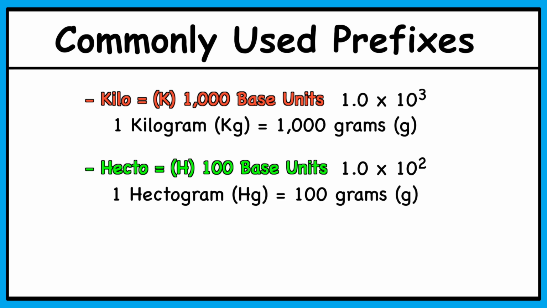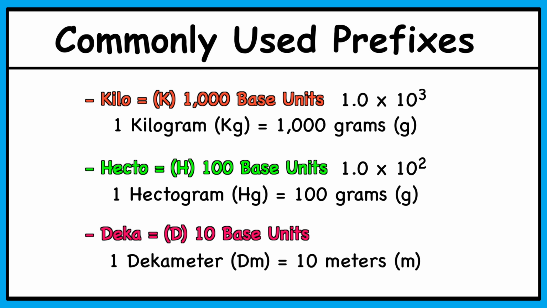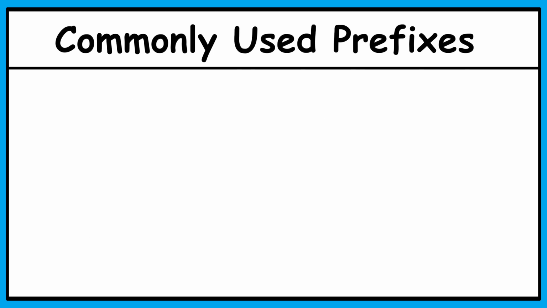Our third metric prefix that we frequently use is deca, and it is abbreviated with an uppercase D, and that is usually equivalent to 10 base units. So a decameter is 10 meters. Now let's move to prefixes that are smaller than our base unit. Those were larger, these now are smaller than our base unit.